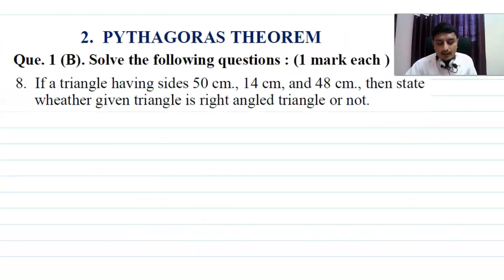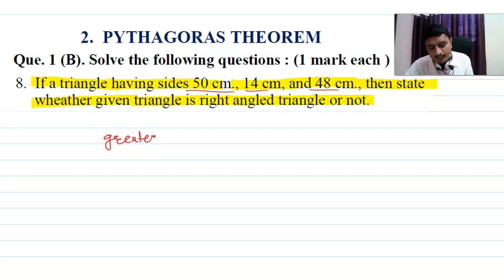Look at question number 8. If a triangle has sides 50 centimeters, 14 centimeters and 48 centimeters, then state whether the given triangle is a right angle triangle or not. That means if the given three numbers form a Pythagorean triplet, they should satisfy the Pythagoras theorem. Then we can say that 50 centimeters, 14 centimeters and 48 centimeters are the sides of a right angle triangle. Among the given numbers 50, 14 and 48, the greatest number is 50, whose square, 50 square, is 2500.